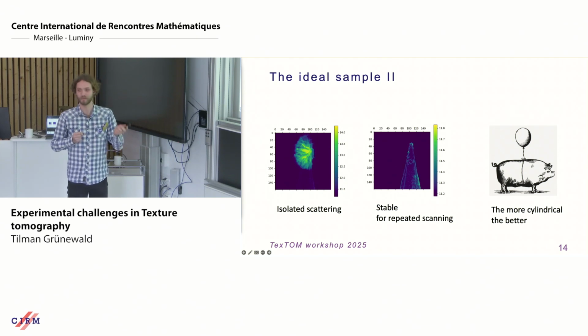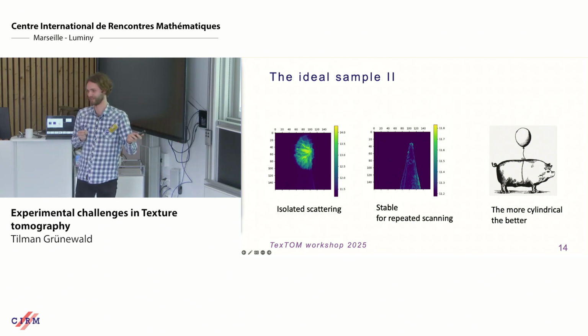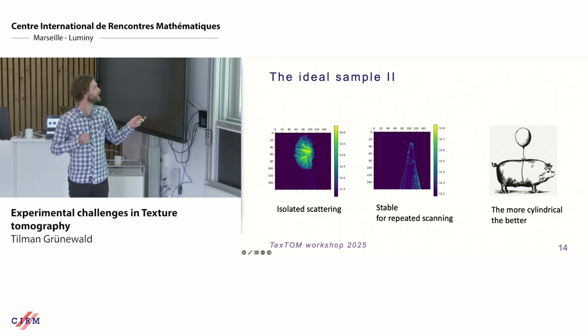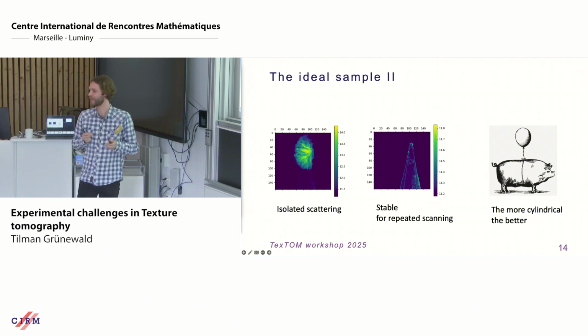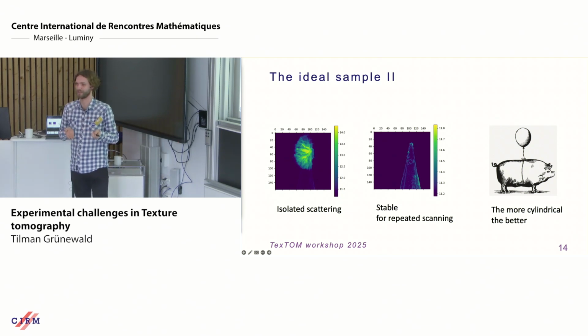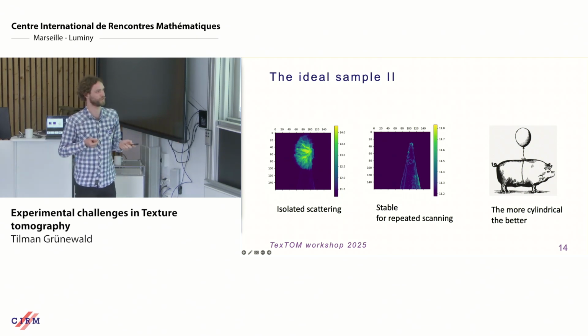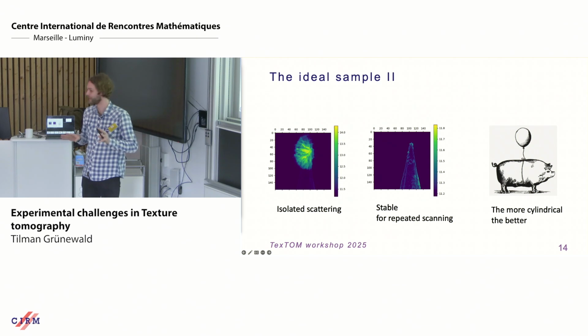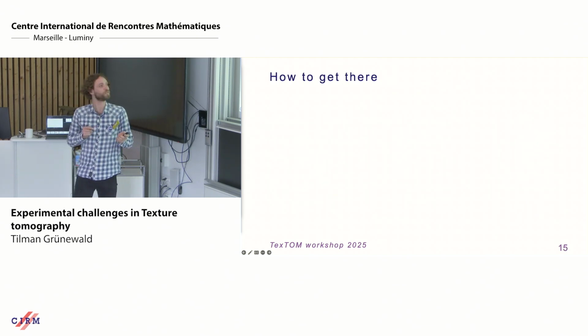And also, the more cylindrical, the better. These kind of weird, funky shapes are a nightmare to align, and the alignment step is really a crucial one in the reconstruction process. So the more cylindrical you get to your sample, the better for you in the future.